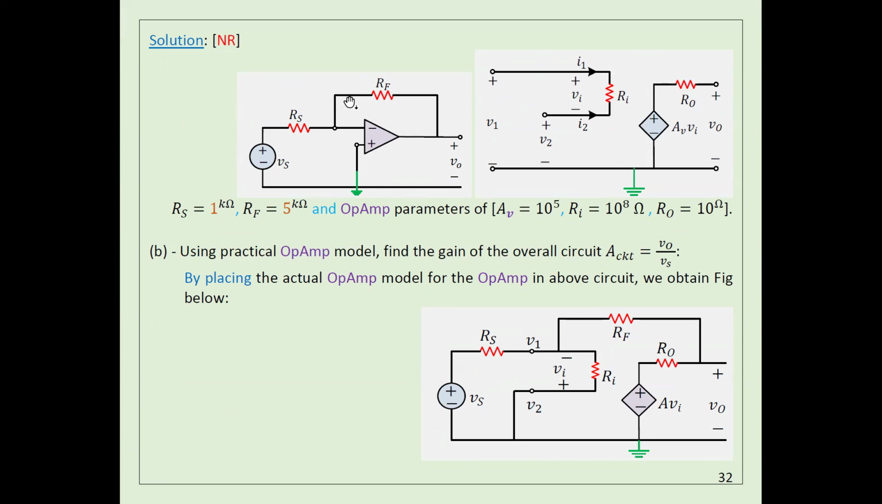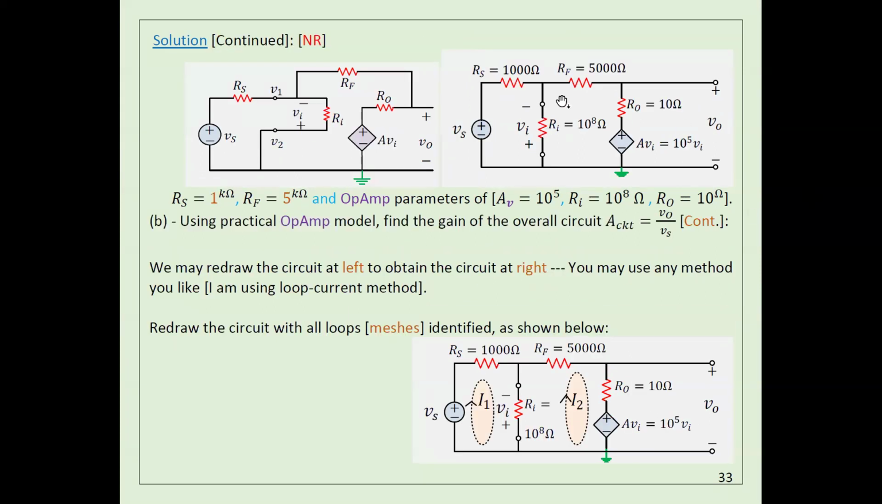We have a resistance from here to here, RF, so I'm going to put it here. We have this resistance, which is connected to the ground, so I will connect this one to ground as you see here. V1 here is actually connected to RS and VS. So this is how the circuit looks. Now I'm just going to redraw it. Nothing is new here.